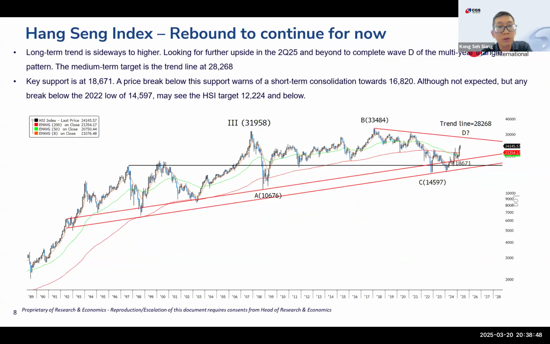So that was China. Let's quickly move on in the matter of time. You can see the Hang Seng Index, which was shown sometime in October as well. It's clearly still in a sideways movement, but within the sideways movement, we're still looking for higher prices in the coming months for the Hang Seng Index. The red trend line comes in at roughly 28,200 or so. And there is a key support here at 18,600.